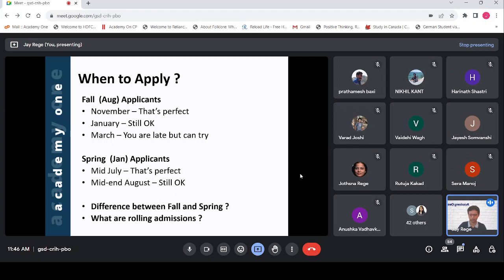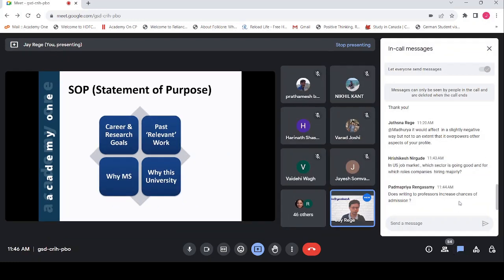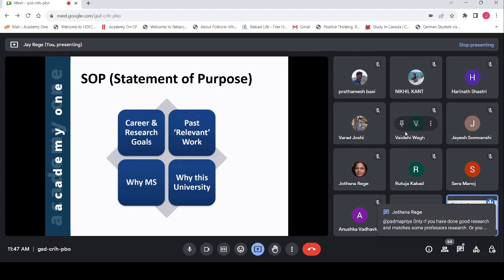Okay, anyway, let's quickly move on to the next part. Before we go into the details of how to write an SOP, any questions so far on the application process or anything on when to apply? I think someone here has put a question. Okay, Padma Priya has a question: does writing to professors improve your chances of getting an admit?